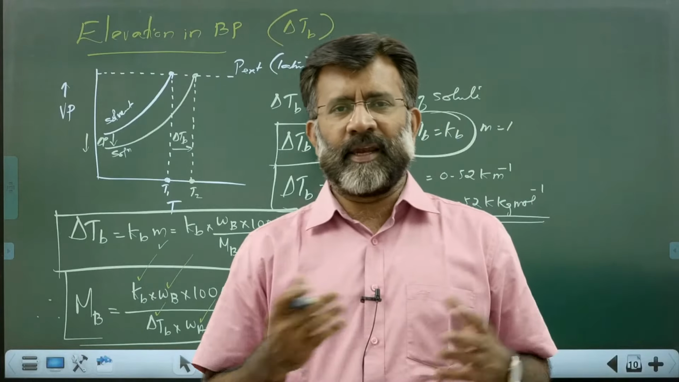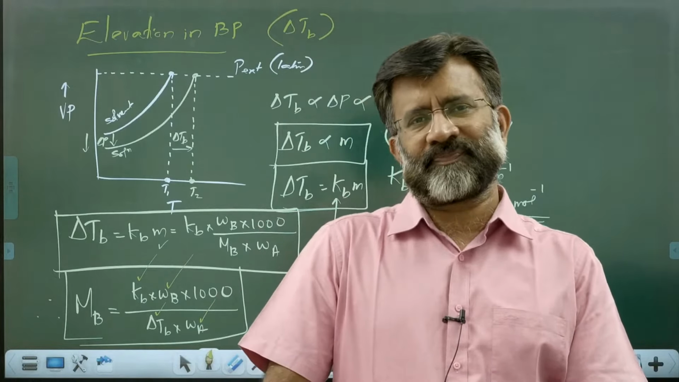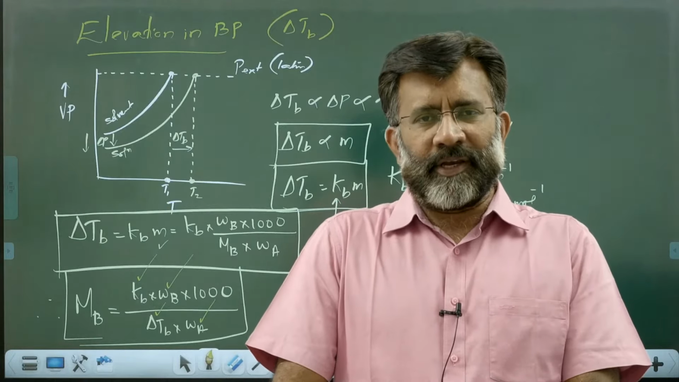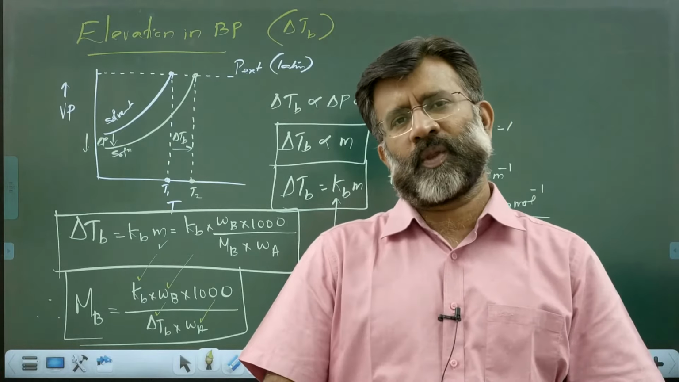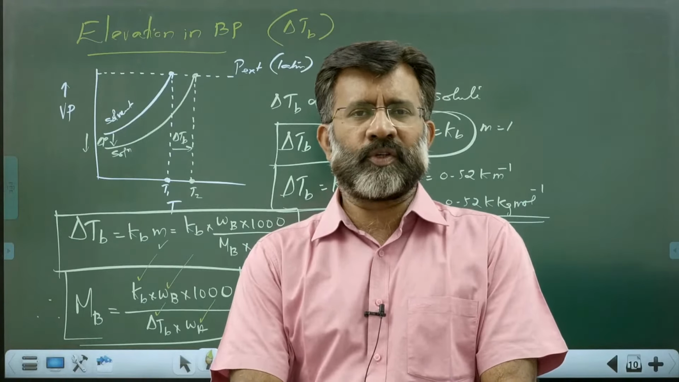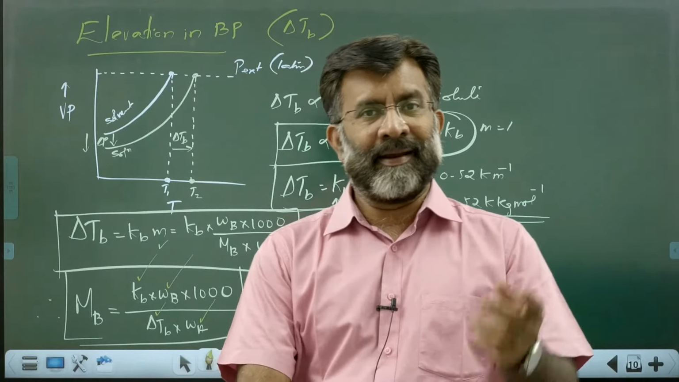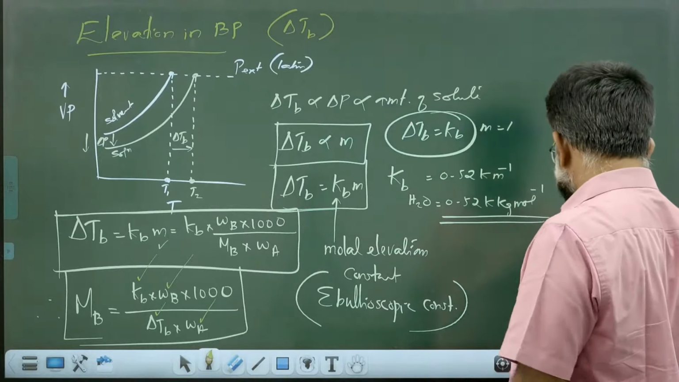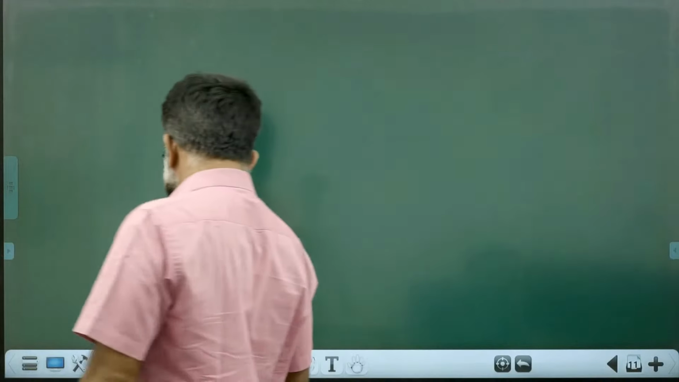That is elevation in boiling point. Colligative property number 2. Number 1, lowering of vapor pressure. Number 2, elevation in boiling point. Number 3, depression in freezing point.